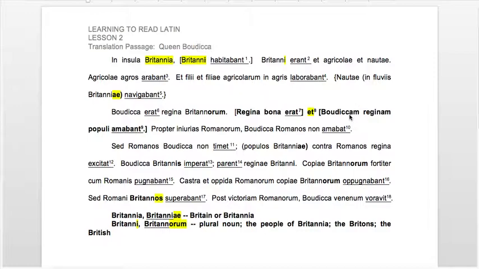If I were to see Boudicam here after the word and a noun right in front of and that is also in the accusative case, then and would be joining together those two nouns. When and joins together two nouns, those nouns have to be in the same case. But that is not the situation here. I have a verb and then I have a noun. So what I've got going on is and joining together two separate ideas. The first idea begins with Regina and ends at erat. The second idea begins with Boudicam and ends at amabant.